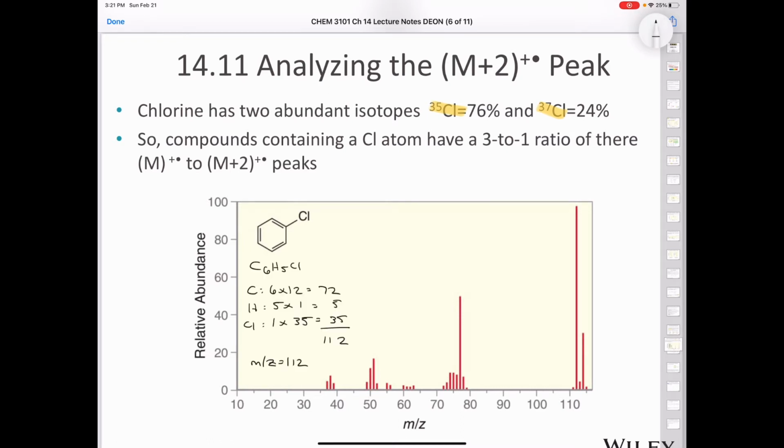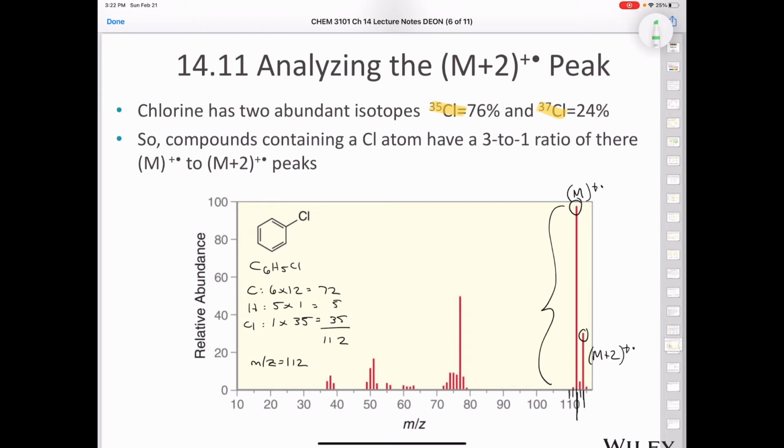For example, consider the mass spectrum of chlorobenzene shown here. The molecular ion appears at a mass over charge of 112. The M+2 peak, shown here, so you have 110, 111, 112, 113, 114. The M+2 peak is approximately 1/3 the height of the parent peak. And this pattern is characteristic of compounds that contain a chlorine atom.